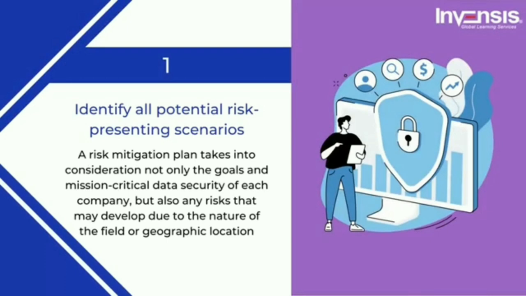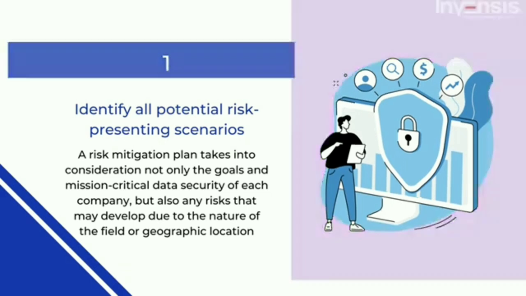First, identify all potential risk-presenting scenarios. A risk mitigation plan takes into consideration not only the goals and mission-critical data security of each company, but also any risks that can develop due to the nature of the field or geographic location. A risk mitigation plan must also include the demands of an organization's employees.